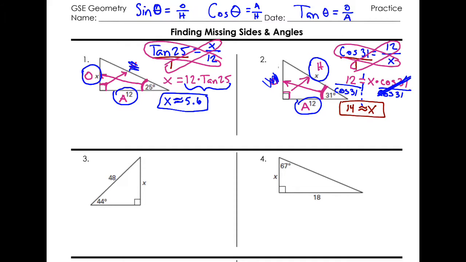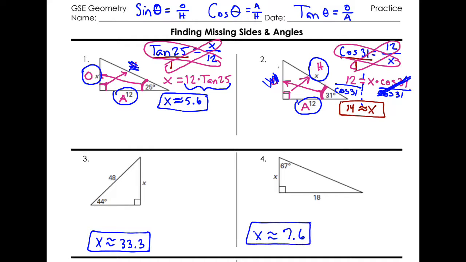So if you tried number 3, if you already hit pause and you tried number 3, hopefully you got that x is approximately 33.3. So if you did that correctly, that's what you should have got. And then for number 4, that x is approximately 7.6. So if you did 3 and 4 right, that's what you should have gotten.